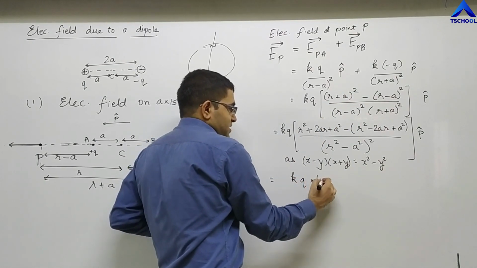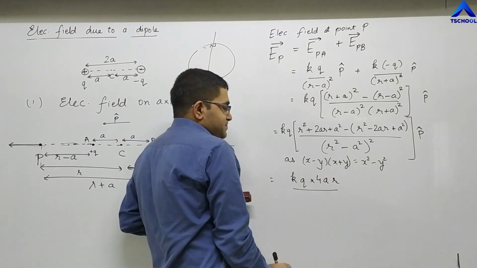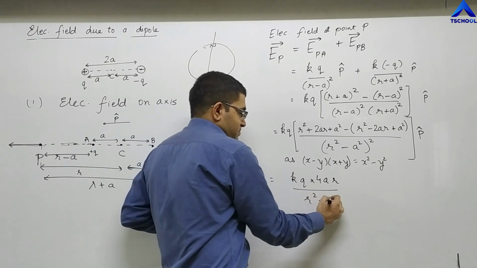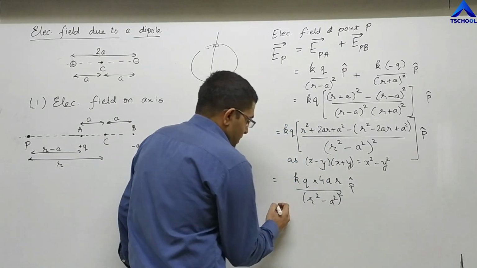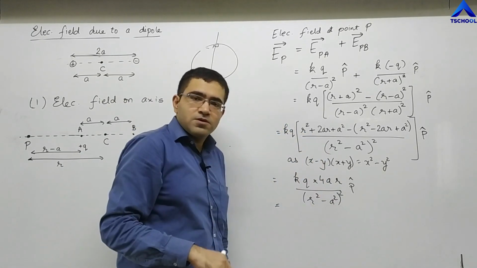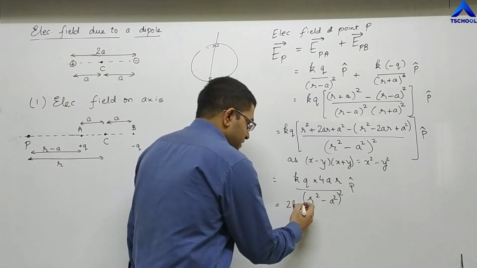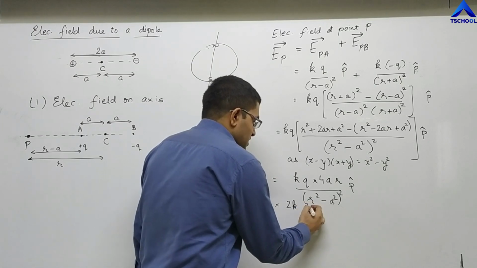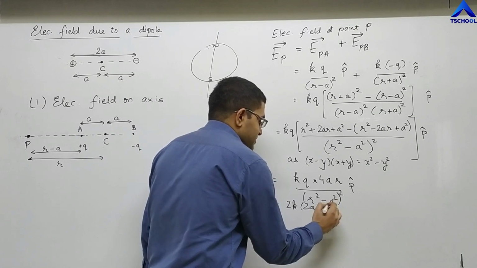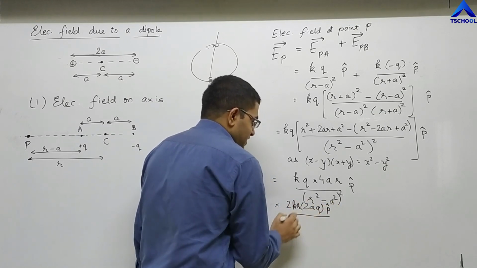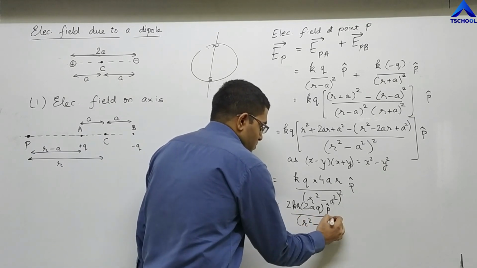Okay, so I'm going to get 4AR divided by (R square minus A square) the whole square. And so now we're going to separate the 4 out, and we will write it as 2K into 2AQ P hat and R divided by (R square minus A square) the whole square.